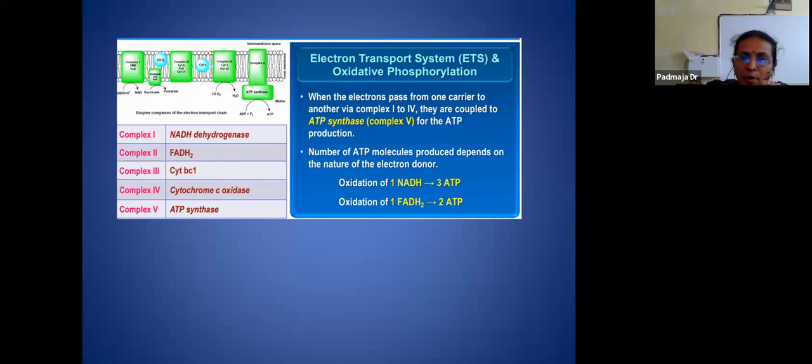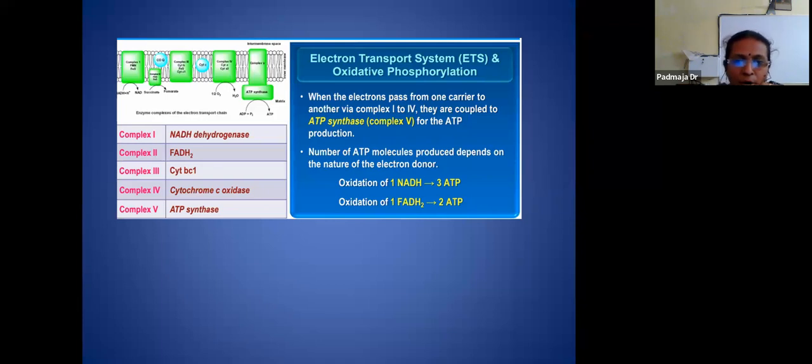This ATP synthase is an important one. When the electrons pass from one carrier to another via complex 1 to 4, they are coupled to form ATP synthase. So how is the ATP forming and what is the role of this ATP synthase or complex 5? It is mainly for the production of ATP. If you see the diagram, there are complexes 1, 2, 3, and 4, and the fifth one is this ATP synthase. This is the coupling of ADP plus Pi and ATP formation we are seeing.